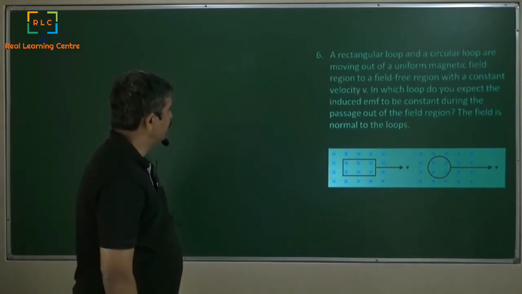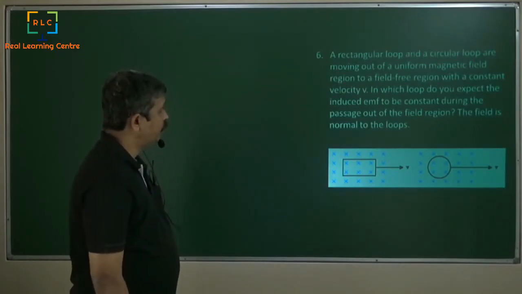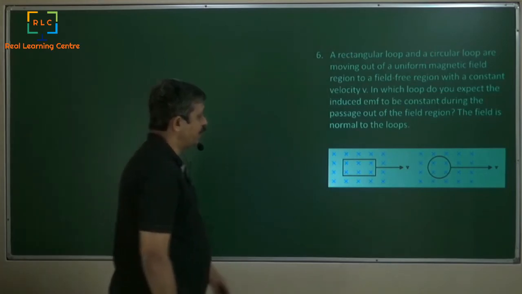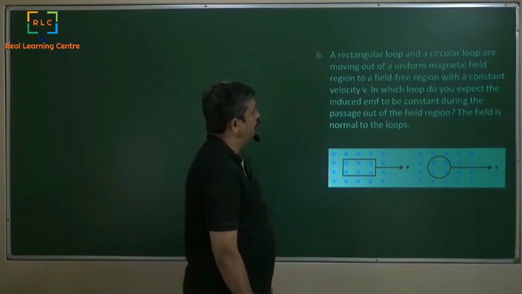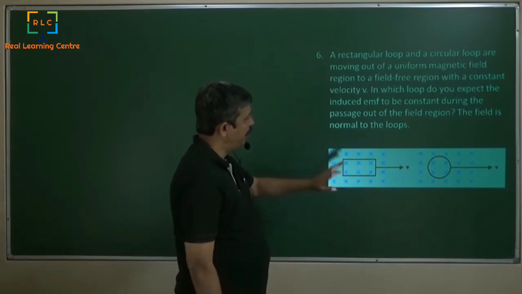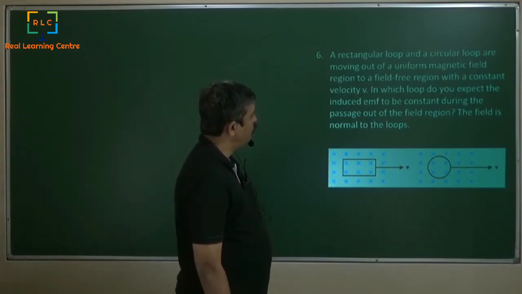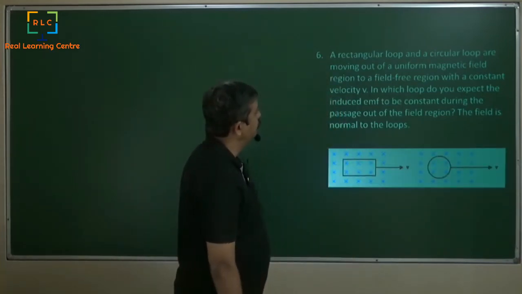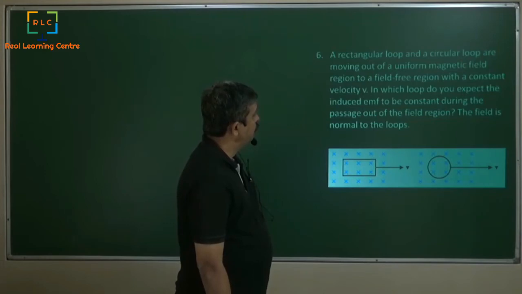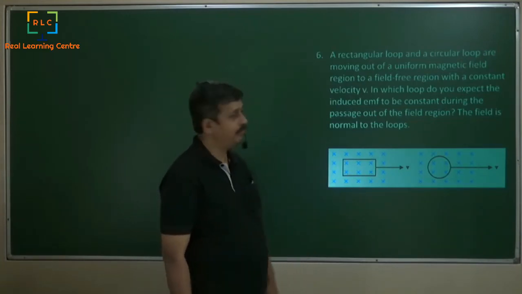So let's take another one. A rectangular loop and a circular loop are moving out of a uniform magnetic field. This is a uniform magnetic field. Now we're back to the magnetic field. Both the circular loop and the rectangular loop are moving out of the magnetic field to a field-free region with a constant velocity v.